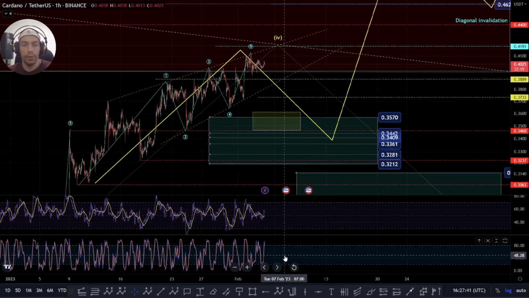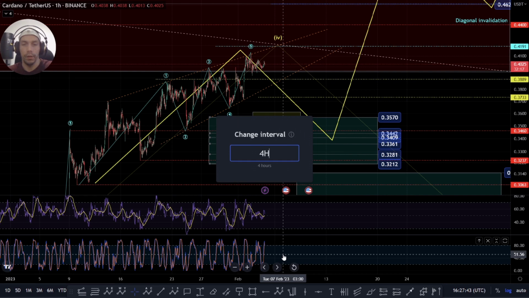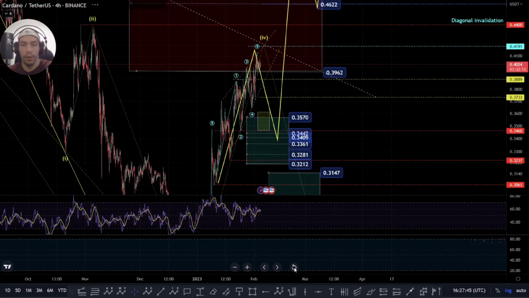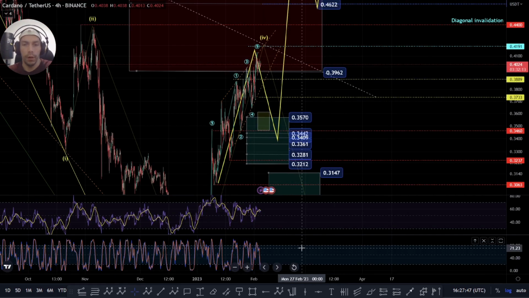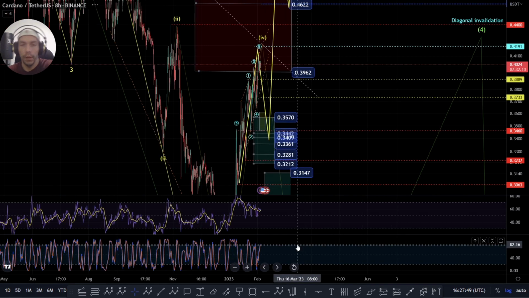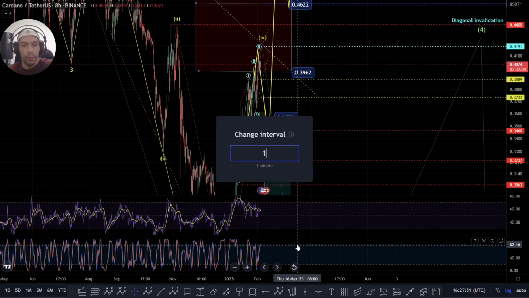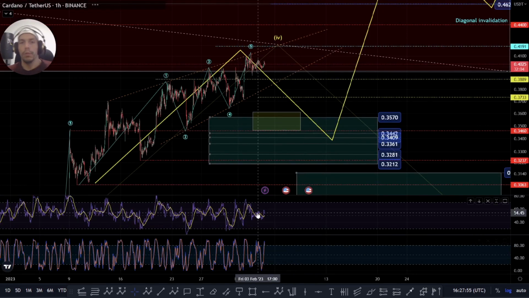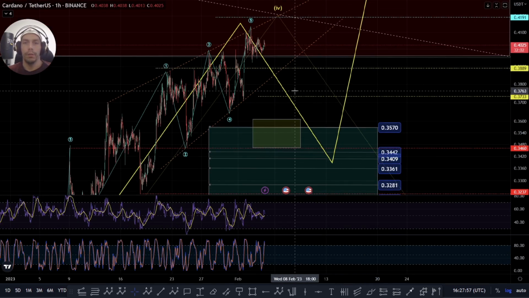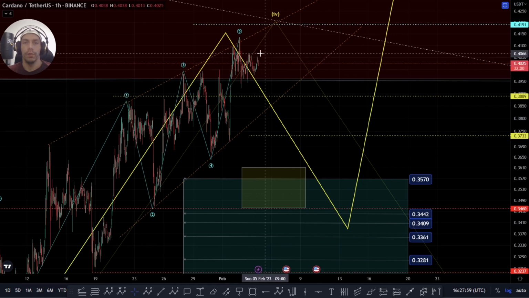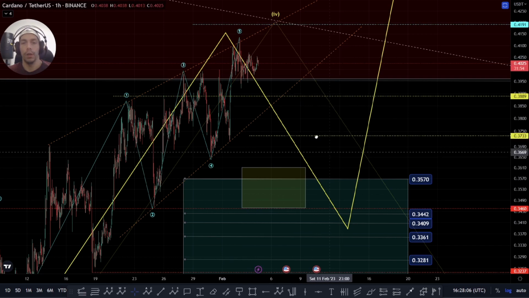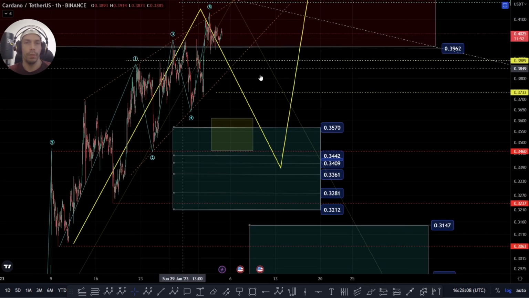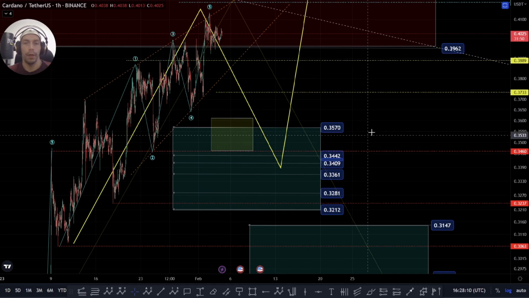The stochastic on the 1 hour is overbought. The 4 hours oversold, 8 hour is overbought, and the daily still has some room. So yeah, it'll be interesting to see how we react here. If we don't get a lot of volume coming in with the moves, these moves to the upside can just cause those stochastics to just rise up quickly with very little price action, and then we can actually look to push deeper.